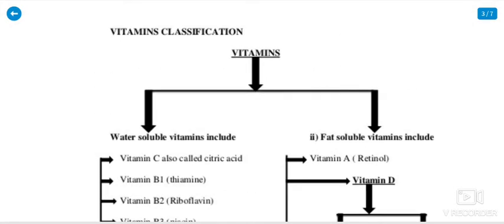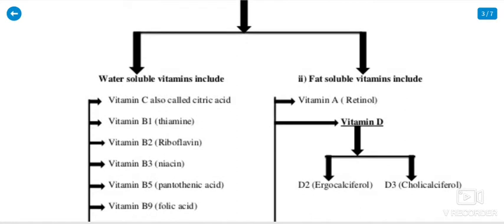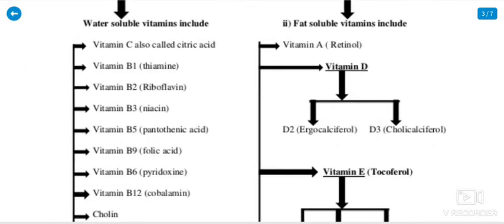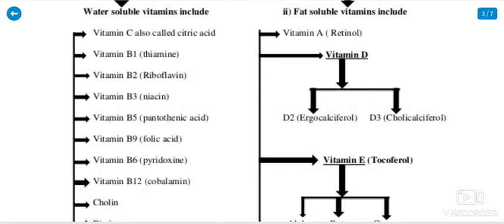In the vitamin classification, the water soluble vitamins are in this kind of structure, and another one is fat soluble vitamins, which include these. Vitamin C is also water soluble, it's called ascorbic acid. Vitamin B1 is thiamine. Vitamin B2 is riboflavin. Vitamin B3 is niacin. Vitamin B5 is pantothenic acid. B9 is folic acid, it's iron content.